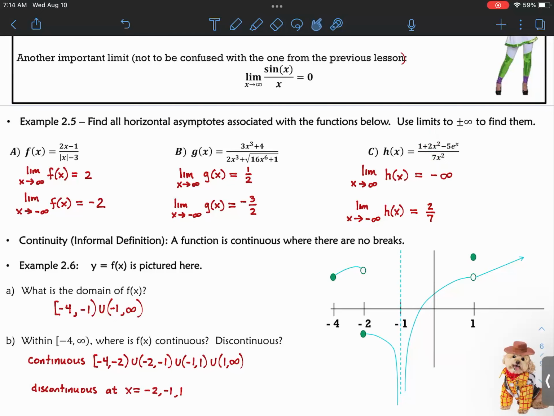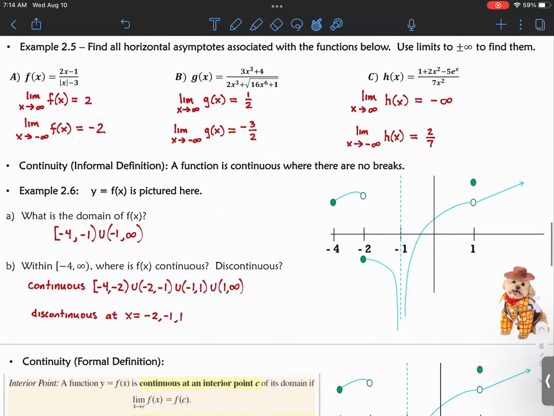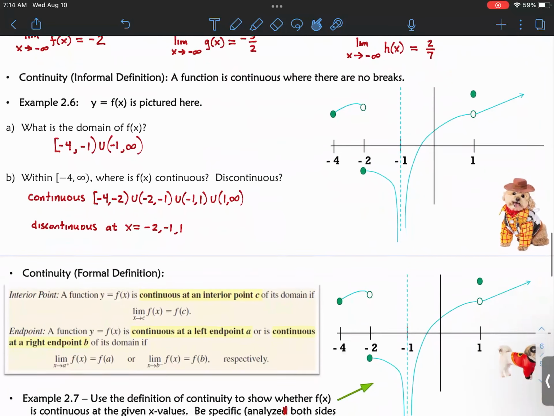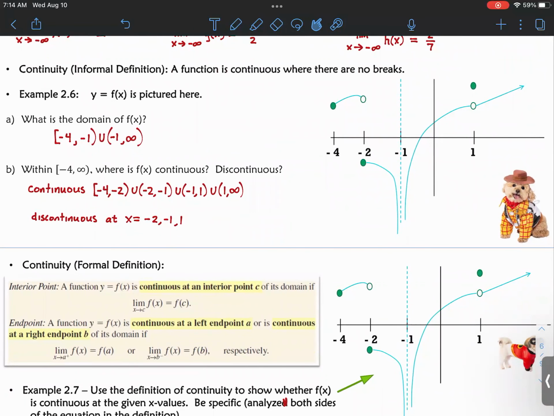All right, in the rest of this video, we will get back into continuity and talk about some of the properties there. Informally, we've mentioned already that a function is continuous when there are no breaks. Here we see a function that's continuous in a lot of places, but also has some discontinuities. So here's the domain. You can double check that on your own.